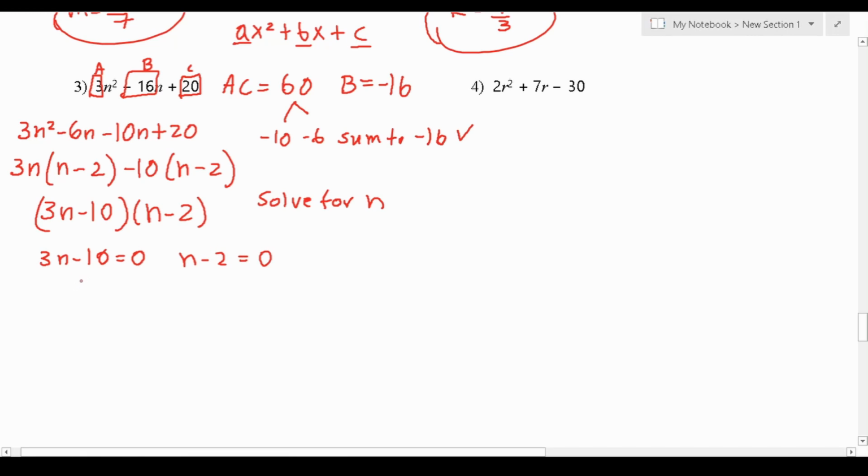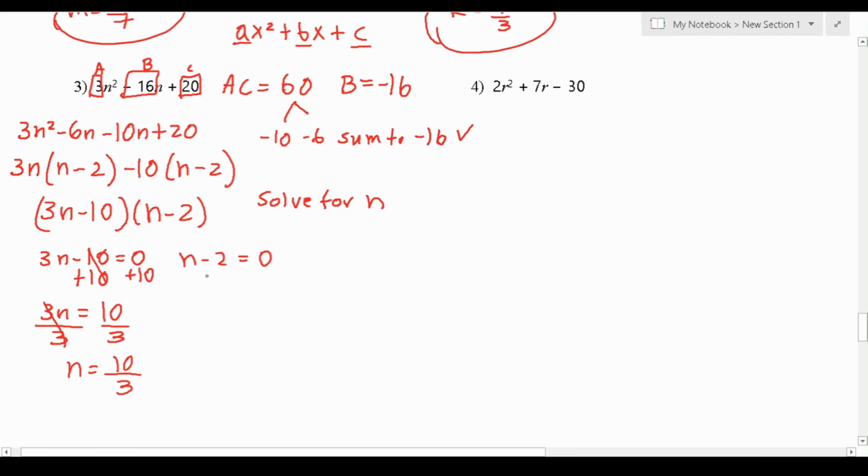Again, for this first one, it's going to take 2 steps. The first step to get n by itself is going to be to add 10 to both sides. 10 minus 10 plus 10 is 0, so this leaves us with 3n equals 0 plus 10, which is 10. We're going to divide 3 to both sides. This crosses out, leaving us with n equals 10 over 3.